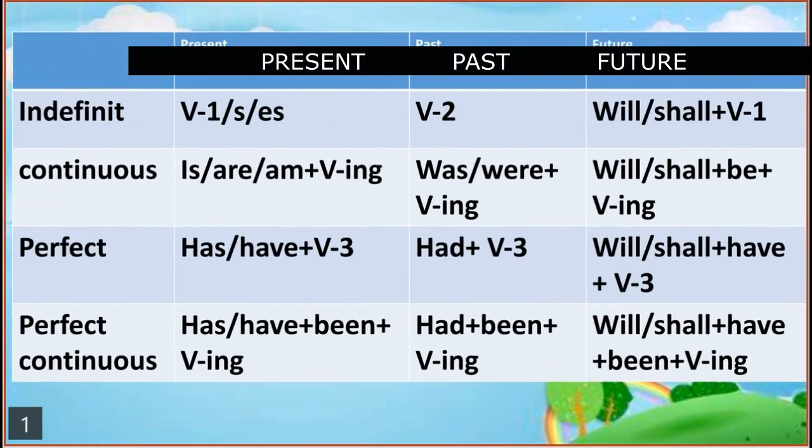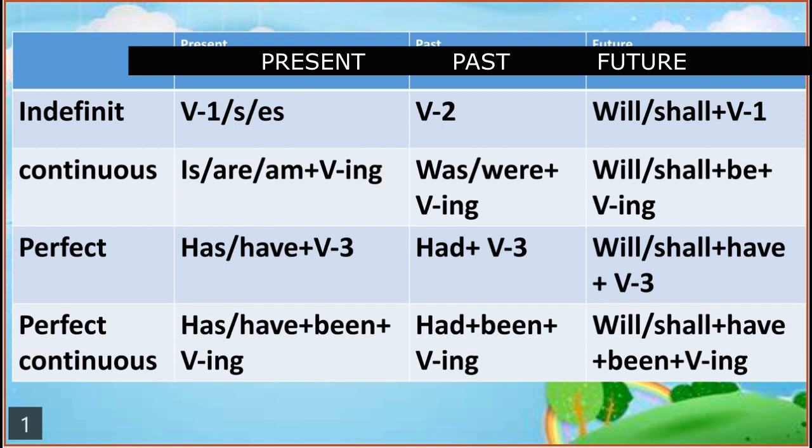First of all, in present tense, present indefinite, the first form of the verb; present continuous, is, are, am, plus the ing form of the verb. In present perfect, has or have plus the third form of the verb, and perfect continuous, has, have been plus ing form of the verb. Similarly, in past tense, past indefinite, second form of the verb; past continuous, was or were plus ing form of the verb; past perfect, had plus third form of the verb; past perfect continuous, had been plus ing form of the verb.